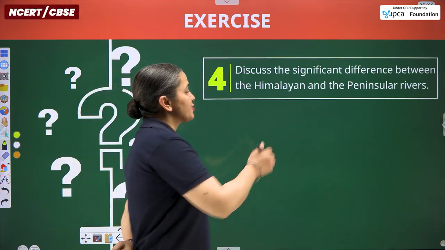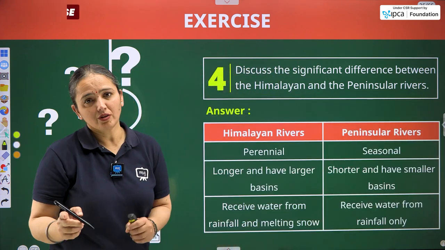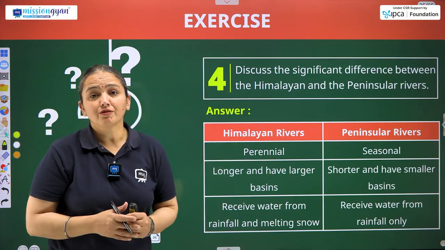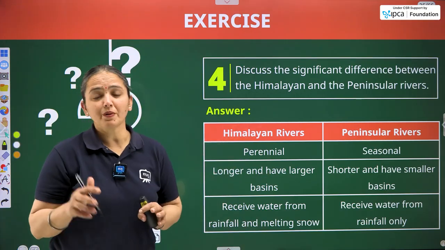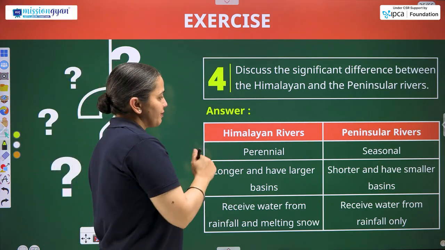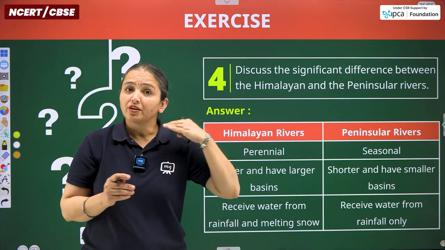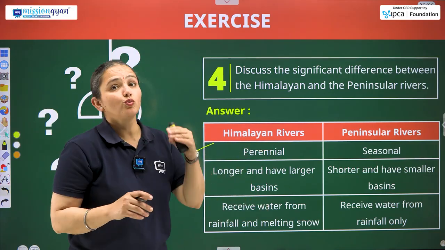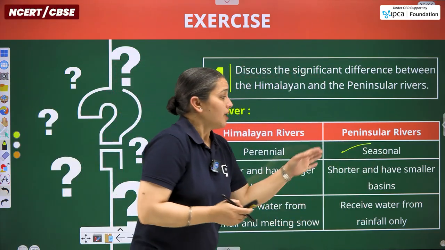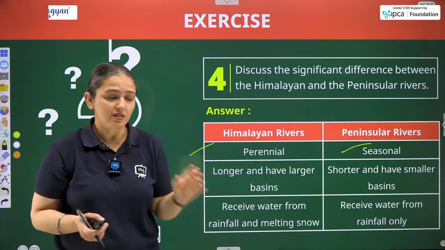Discuss the significant differences between the Himalayan and peninsular river systems. During the discussion of the chapter's topics, I have already shared the differentiation answers with you. The first point of differentiation is that Himalayan rivers are perennial rivers. They receive water throughout the year. Peninsular rivers, on the other hand, are seasonal rivers; the majority of them get more water during the rainy season itself.